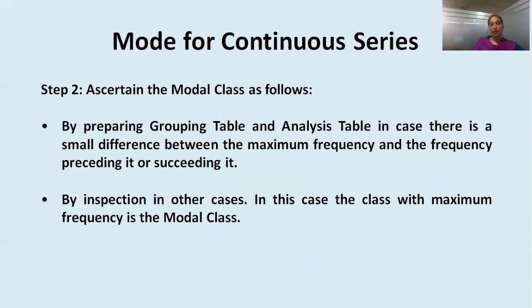The second step is to find the modal class. There are two cases to find the modal class. Firstly, we need to check whether we have almost similar frequencies: we find the class with the maximum frequency, and for that class we check its preceding and succeeding frequencies. If these frequencies are very close to the maximum frequency, in that case we need to adopt the grouping table and analysis table method to get the modal class.